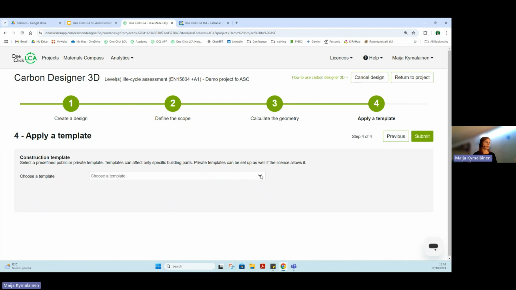There's apply a template part, but here you cannot really choose anything. This is mostly for people that have a company account that create these building templates themselves and then apply them. But we don't really have much public templates because the Carbon Designer models are in themselves a good estimate. But then you can just skip this part and submit. And it takes a while for calculation. It always takes some time, so be patient.